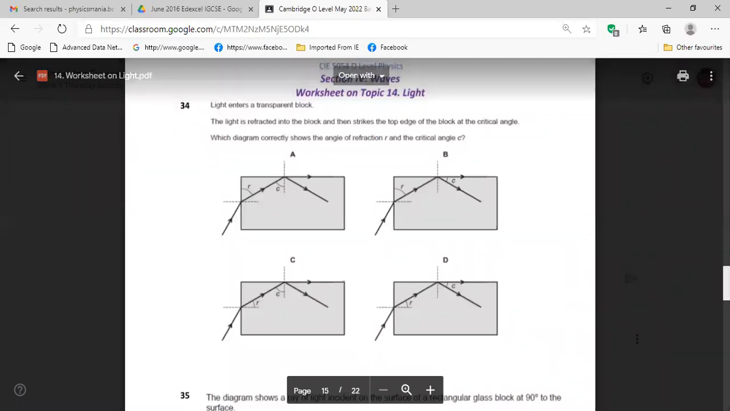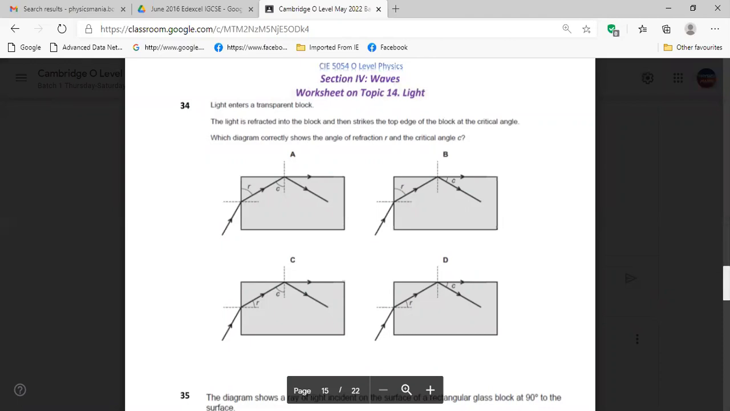My answer is still A. Do you think they are labeling the angle of refraction correctly? Are they showing it from the normal? So here is the main thing: we have to label the angle from the normal. And what is your answer?